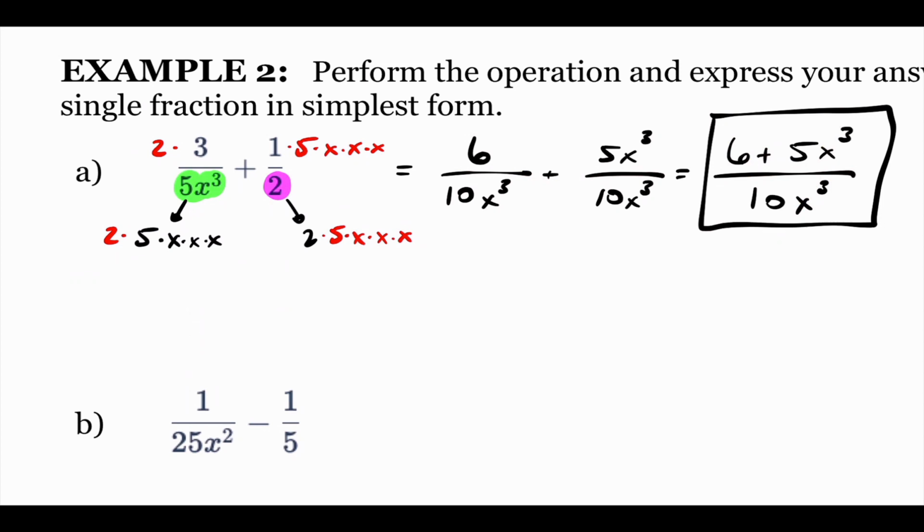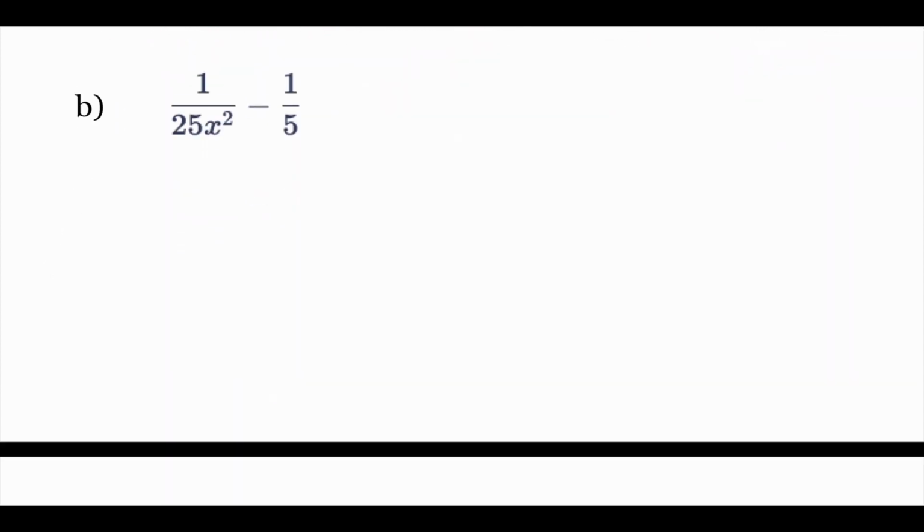We can't even divide that by 2 and divide that by 2. We can't even do that because the top is a binomial, the bottom is a monomial. We're done. There's nothing we can do. So just be careful with that when reducing. All right. Okay, let's do B.